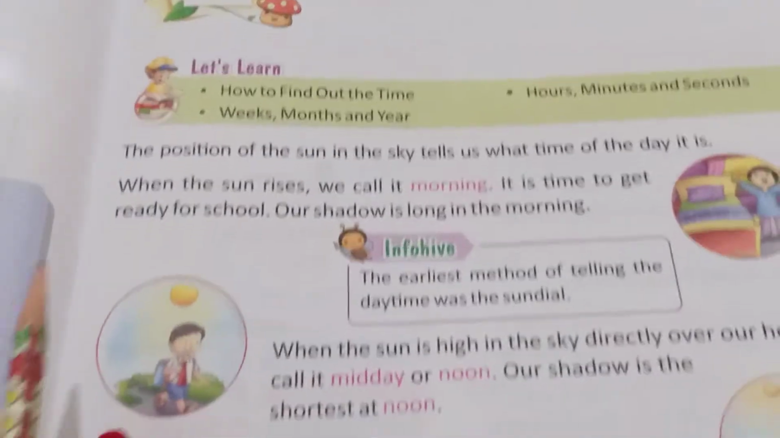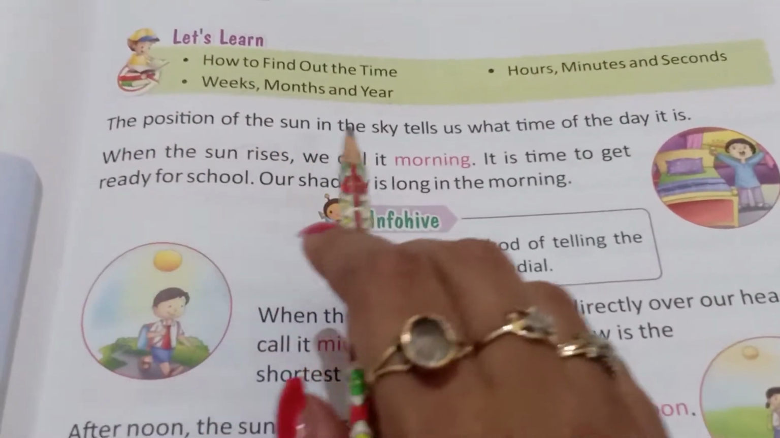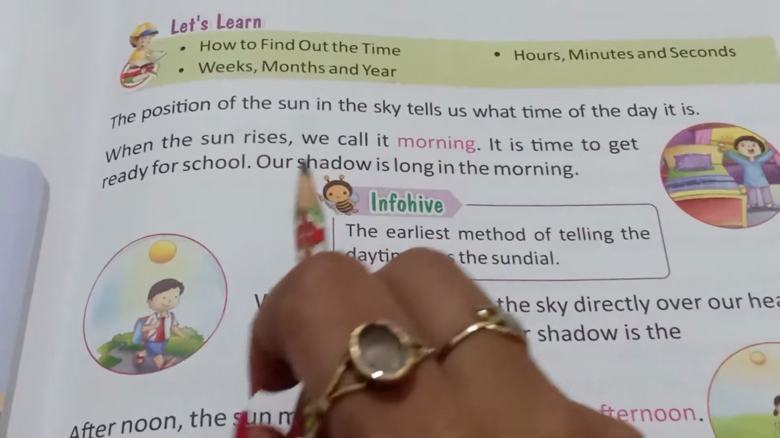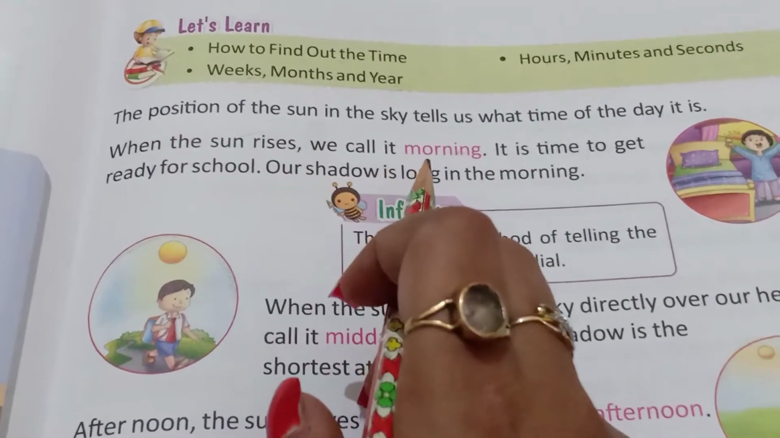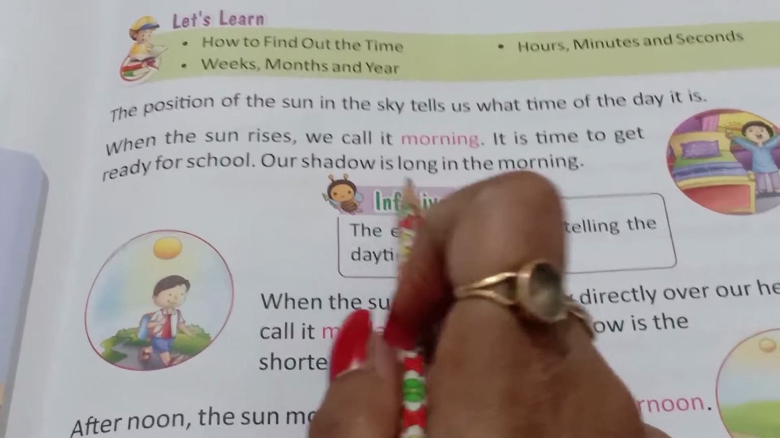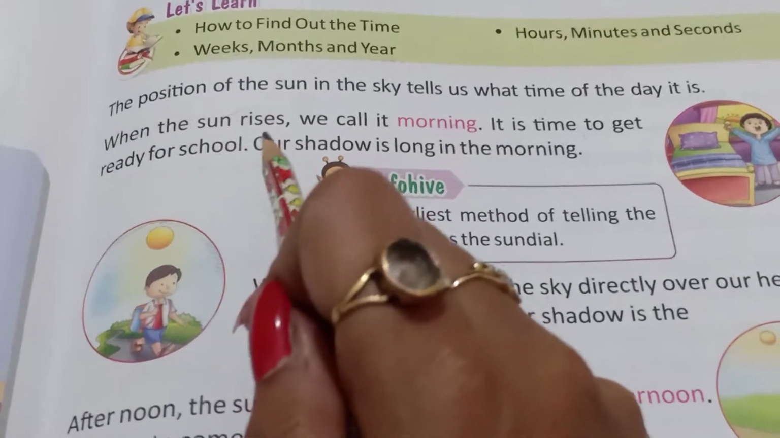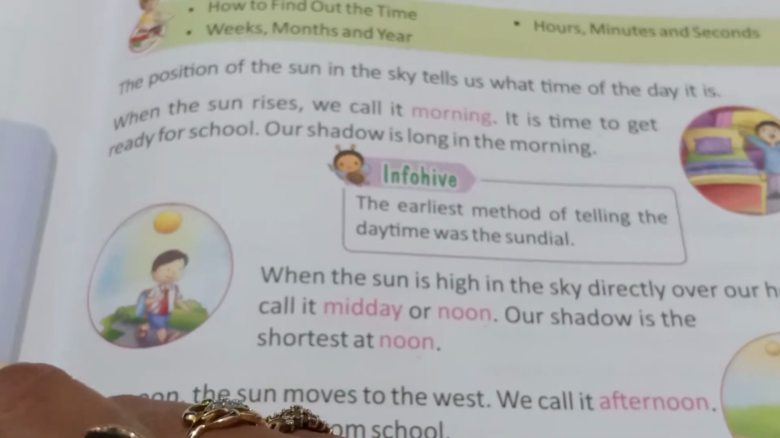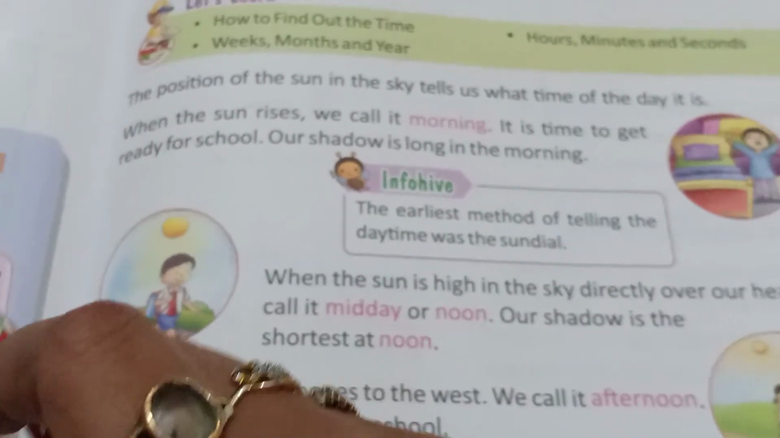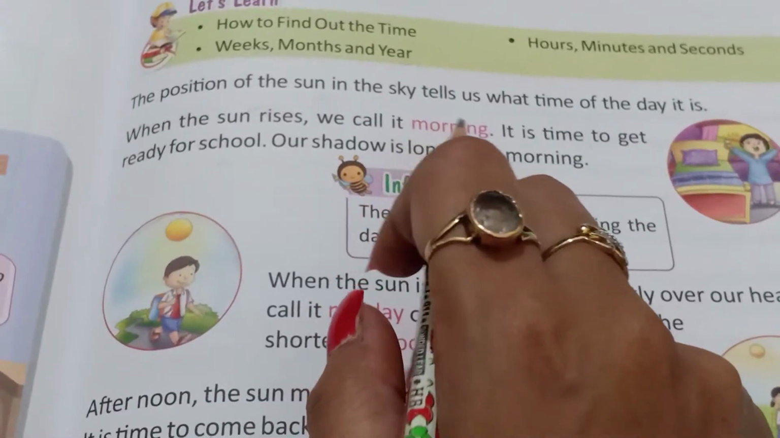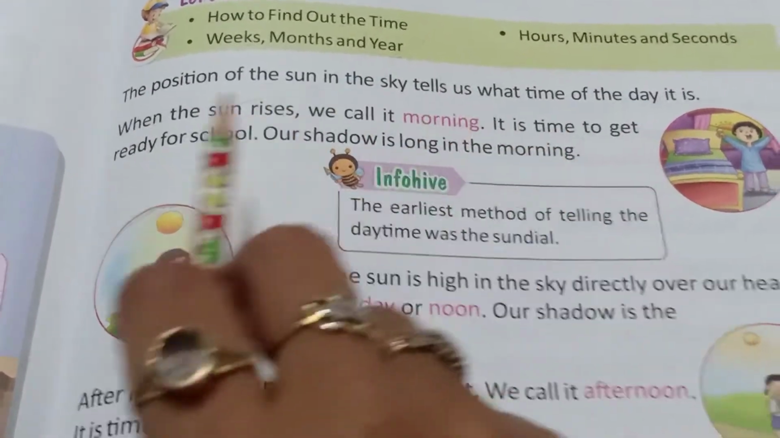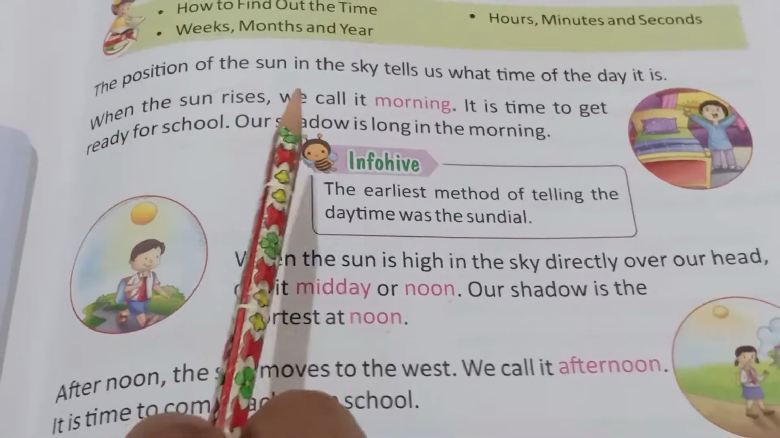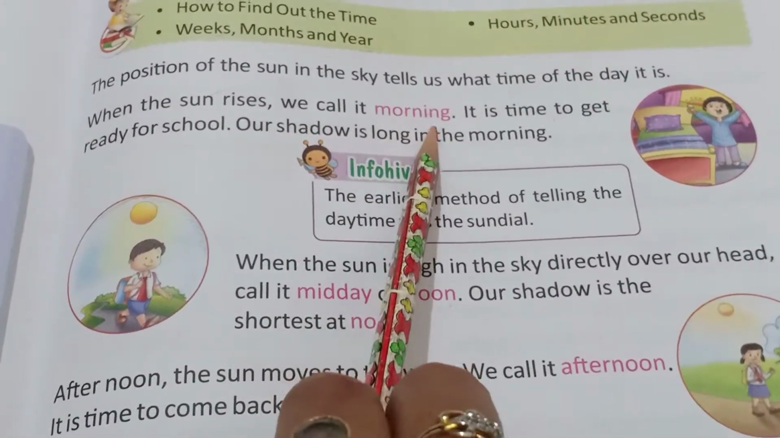So coming to the reading part. The position of the sun in the sky tells us what time of the day it is. सन के पोजीशन से हमें टाइम के बारे में पता चलता है कि दिन में क्या टाइम हुआ है, if it is morning, early morning, or if it is afternoon, or if it is evening or night. When the sun rises, we call it morning. You all know that it rises in the morning, so it is the morning time.